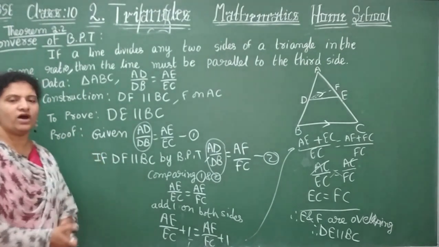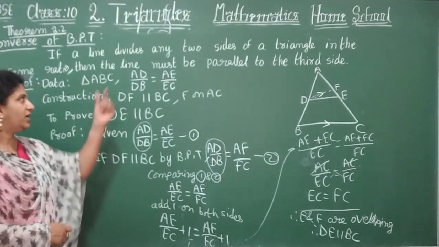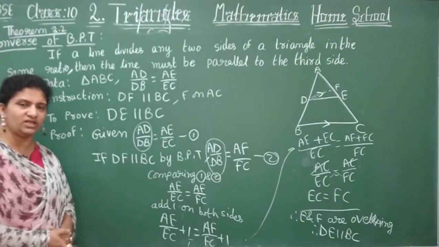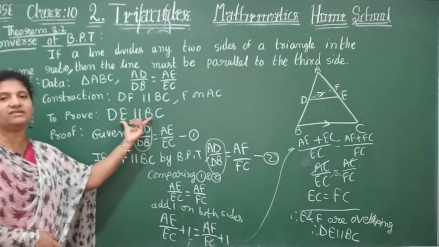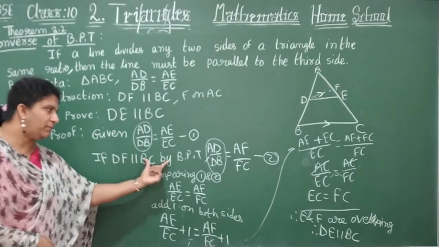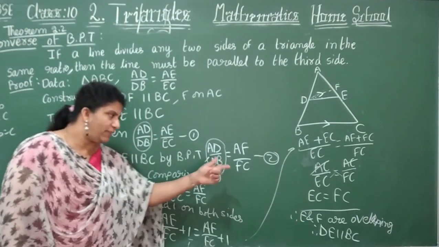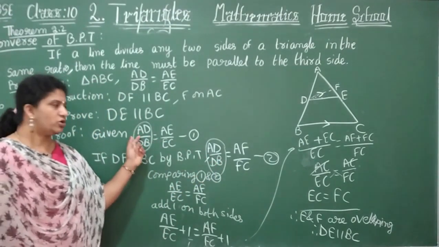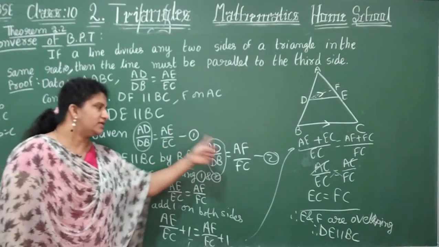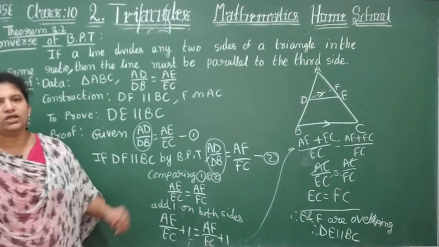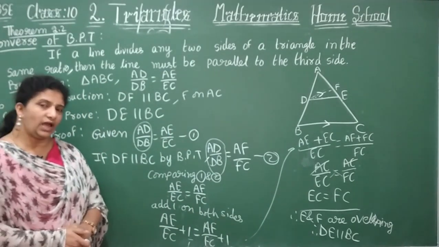What is the proof? How have we started here? Given ratios are in proportion, mark it as the first equation. Then, since two lines are parallel, apply the BPT formula. Now first compare these two. When you compare, these two are the same, so you can skip these two and take these two equal. When you take them equal, what happens? You didn't get your answer.